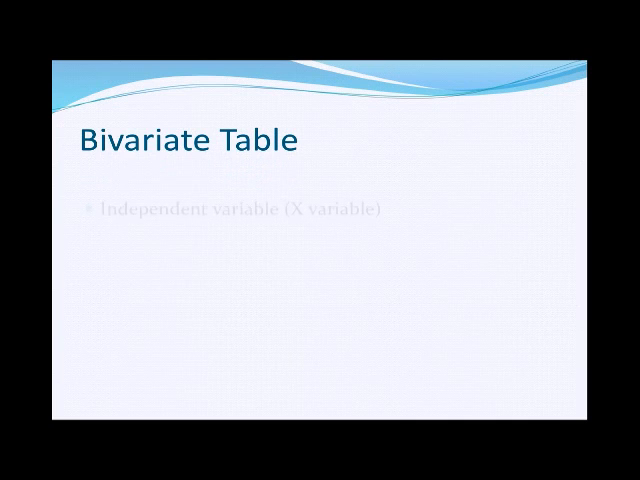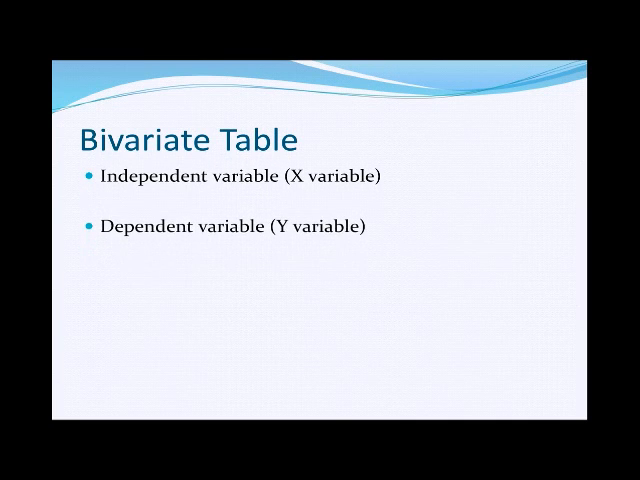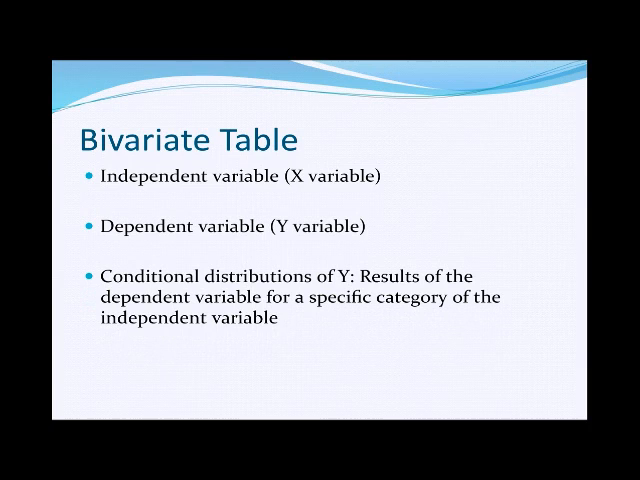Now, for our measures of association at the nominal level, we'll be using a bivariate table, which will display an independent variable, which will be the x variable, and a dependent variable, which will be the y variable. In our table, we'll be looking for the conditional distribution of y, which is the results of the dependent variable for a specific category of the independent variable.